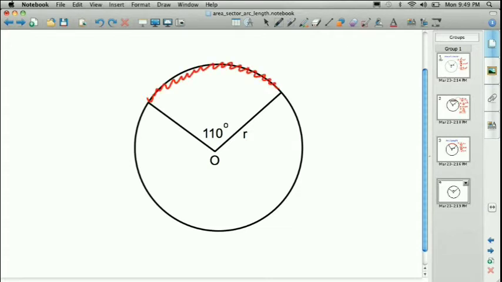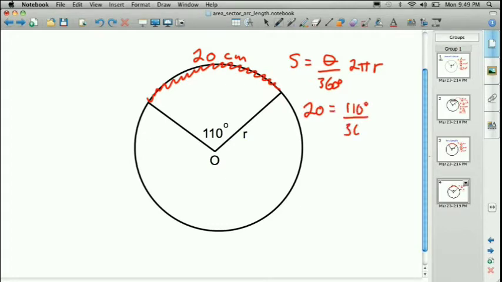Now theta is changed only, it is 110 degree, and the arc length is given to you. Arc length is given to you, and you need to find out the radius. So again we will write arc length is equal to theta upon 360 into 2 pi r, and arc length 20 is equal to theta 110 upon 360 and 2 pi r.